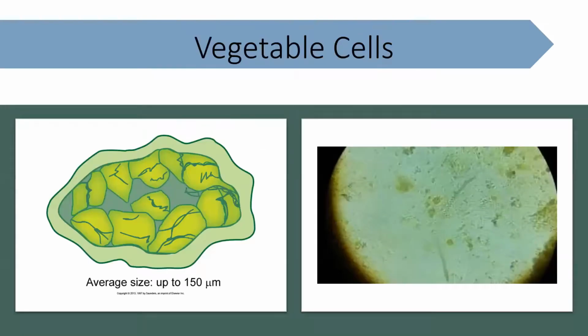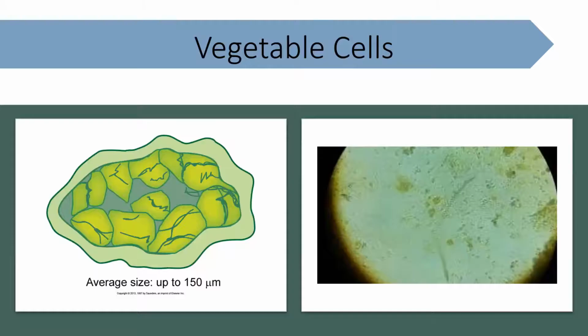Vegetable cells, like this. Let me zoom in. Okay, vegetable cells like this are often misidentified as eggs of helminths. Why? Because they appear large, roundish to oval to irregular in shape. There's also a thick cell wall that can resemble the egg of helminthic parasites.